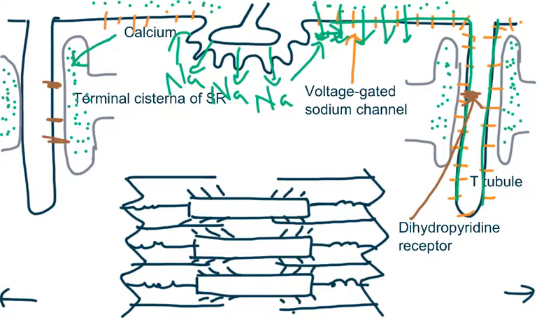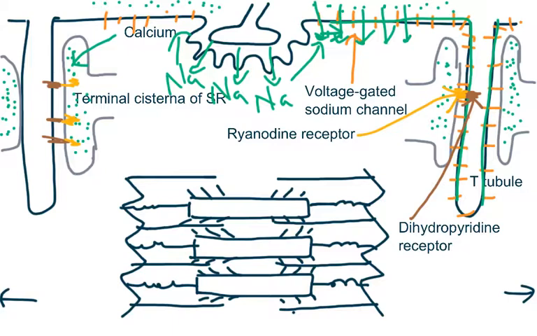Now that dihydropyridine receptor is linked to another receptor that we will draw here in yellow. So again, these are linked to these yellow receptors. I'm drawing some here on the opposite side. So all of the dihydropyridine receptors are linked to this yellow protein. This yellow protein is the ryanodine receptor. The ryanodine receptor is a calcium channel.